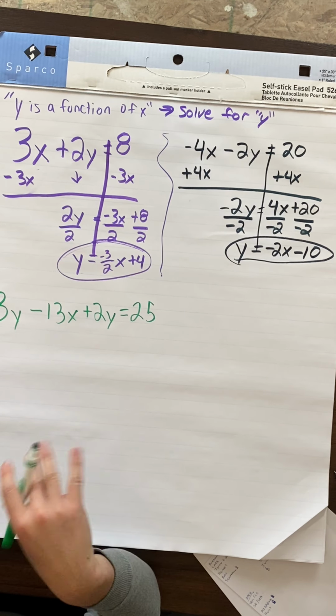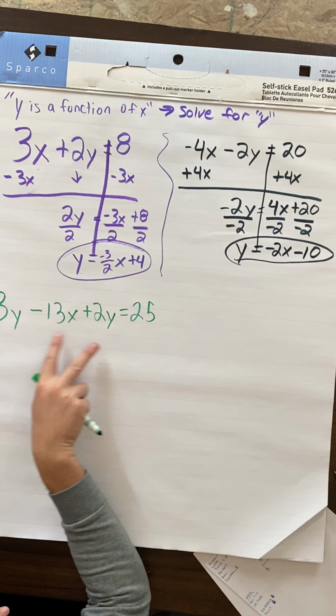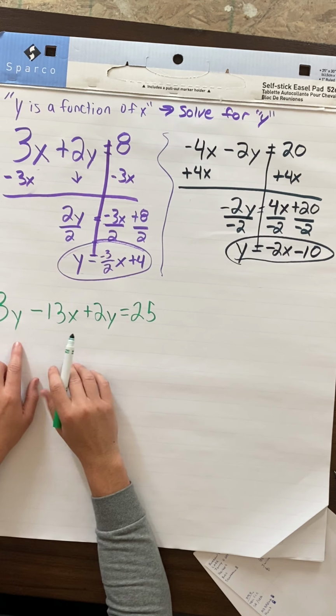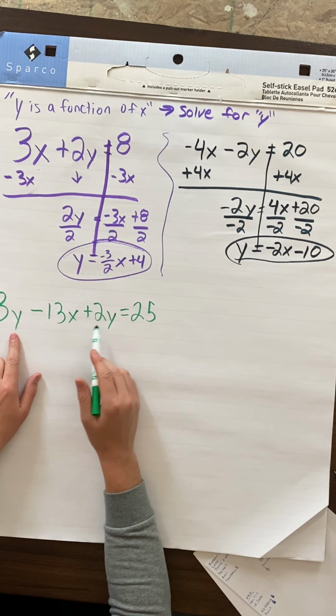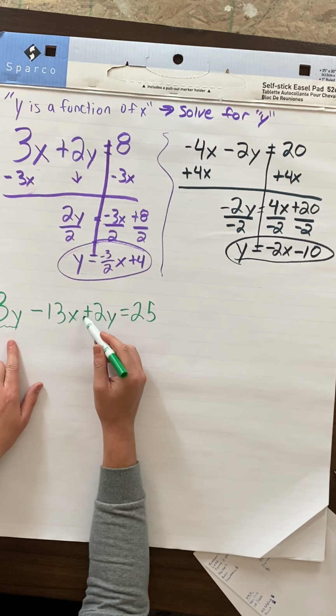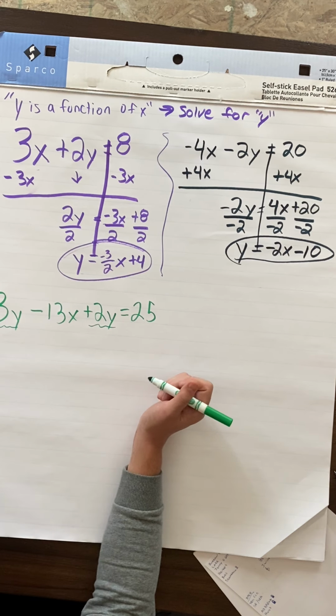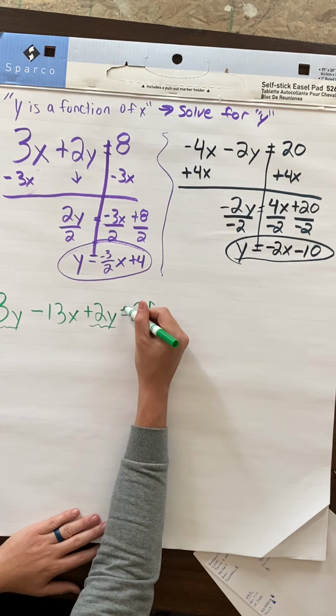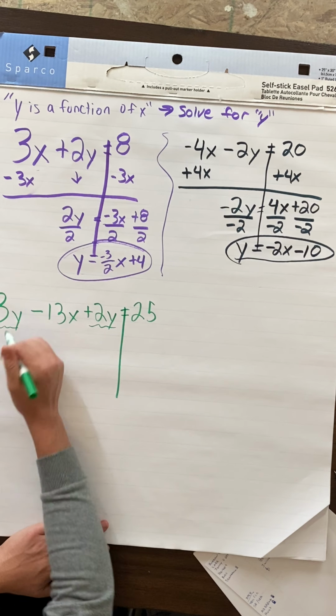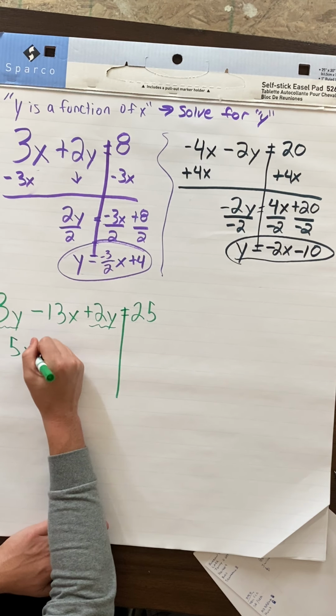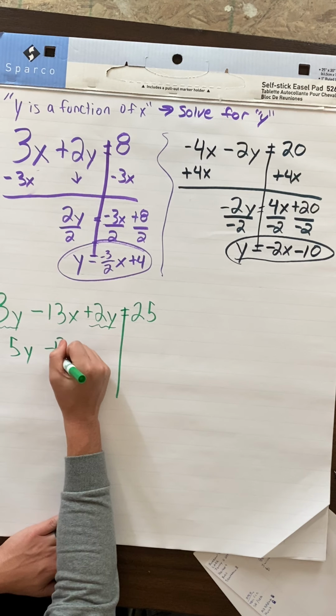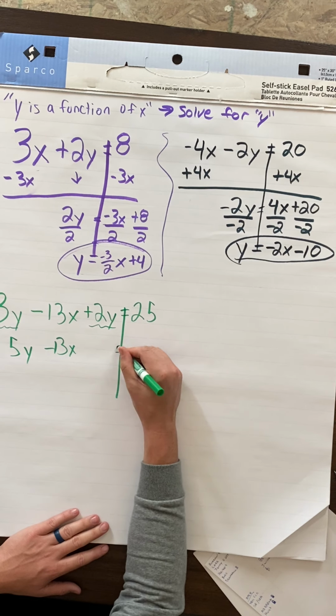Okay, so we can see what's different here is we have like terms on the left side. We have a 3y and a positive 2y. So we're going to combine those to start. 3y plus 2y is 5y. So now we have 5y minus 13x equals 25.